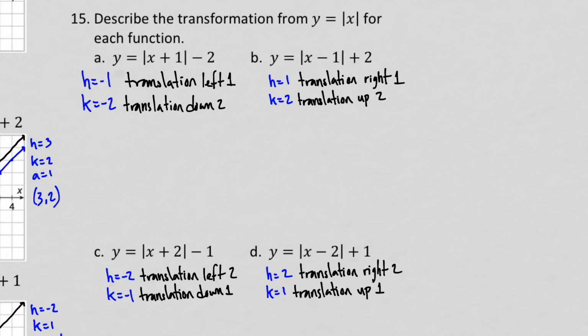Okay, here you go. Here's the solutions for A, B, C, and D. In A, H is negative 1, K is negative 2. So it's a translation left 1, down 2. In B, H is positive 1, K is positive 2. So it's a translation right 1, up 2. In C, H is negative 2 and K is negative 1. So it's a translation left 2 and down 1. And in D, H is positive 2 and K is positive 1. So it's a translation right 2, up 1.